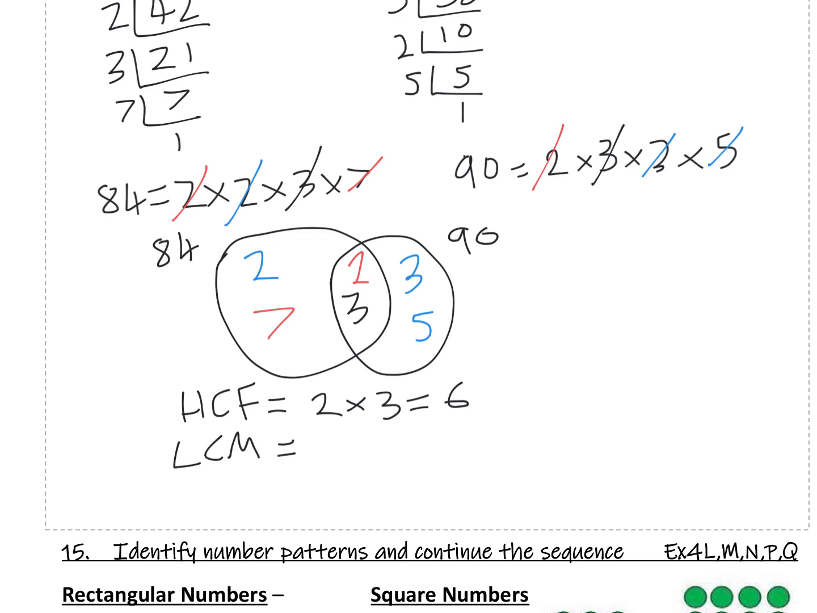The lowest common multiple is the smallest number that 84 and 90 divide into. So it's going to have all of these numbers as factors. Otherwise, it won't be a multiple of 84 or 90. So it'll have to have these numbers in it to be a multiple of 84, and it has to have all of these numbers to be a multiple of 90. So in other words, to be a multiple of both of them, it has to have all of the numbers in the diagram. So we just multiply together all the numbers in the diagram.